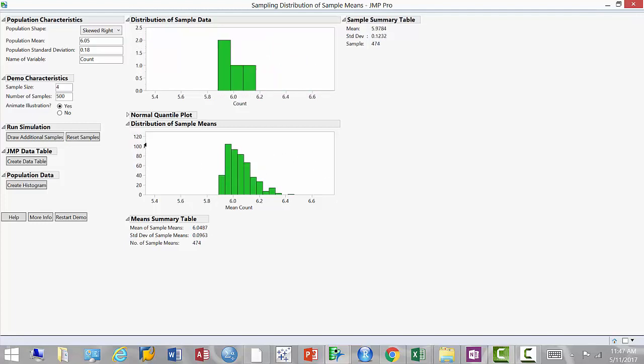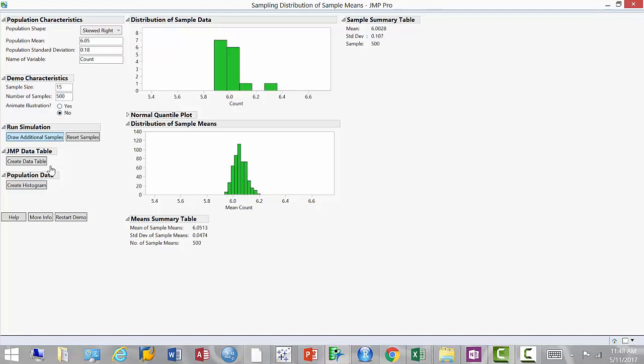Okay. And now, here it is, 500 samples. Let me go ahead and change the sample size to, let's say, 15. I'm going to turn off the animation, and let's see what happens. So I draw additional samples, and there it is. So what do you think about the distribution at the bottom, the sampling distribution? Is it looking more normal? More normal, right? Almost perfect.